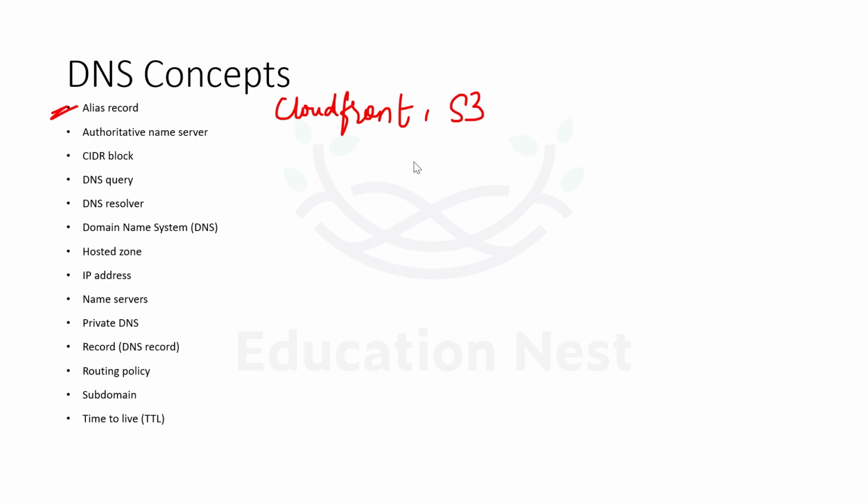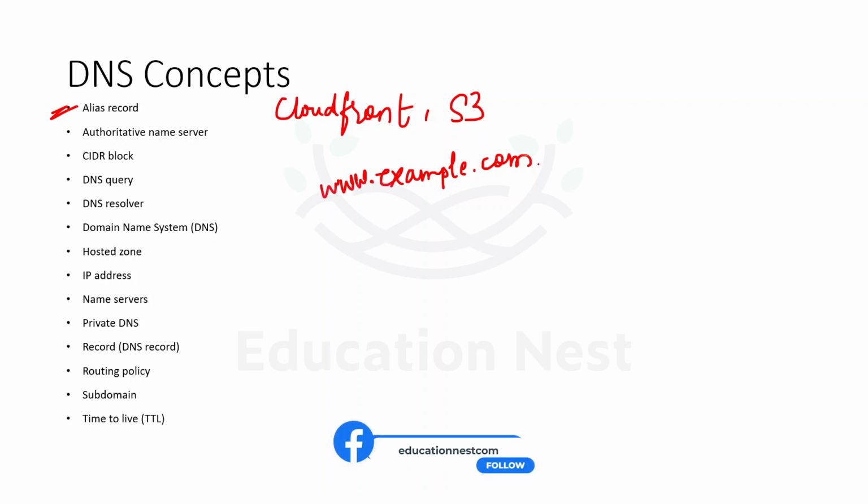For example, let's say that you have a website hosted on servers, EC2 instances, and you have an Elastic Load Balancer in front of it. So you can create the alias record in Route 53 that maps your domain name. Let's say I have example.com, www.example.com. This is my domain name, right? So what will happen? You can map this example.com to the ELB's DNS.